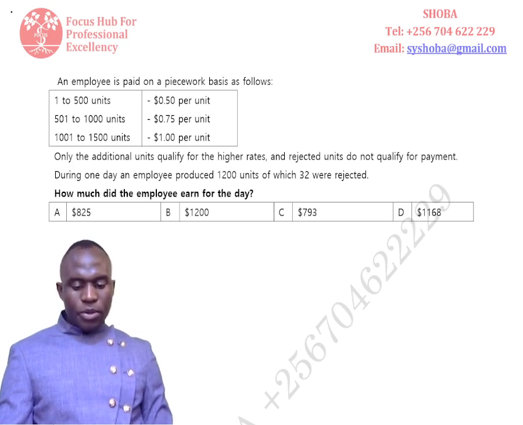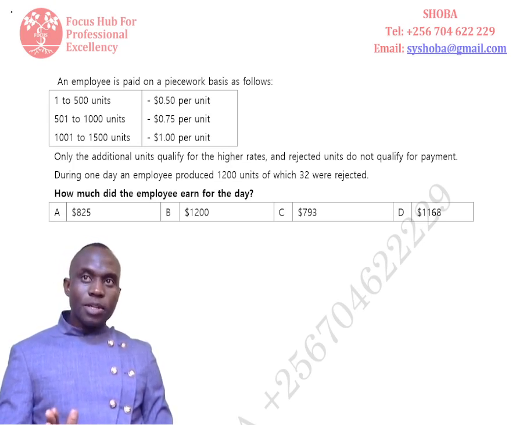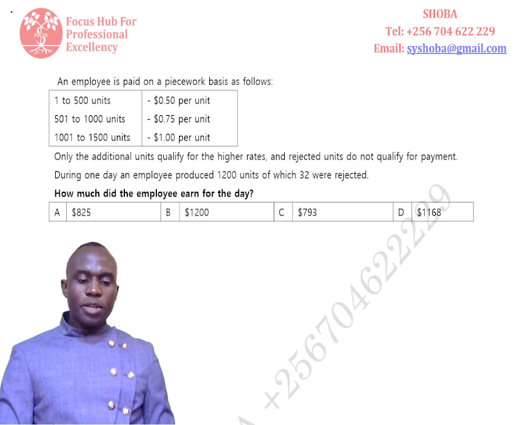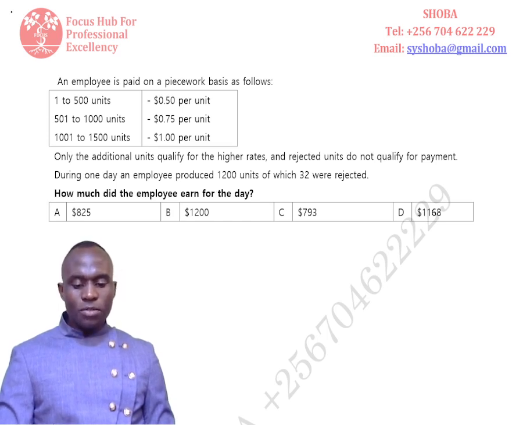Okay, the question is exam technique. You start by reading the question. How much did the employee earn for that day? So they want how much was earned. Now the data given is this. An employee is paid on a piece work basis as follows. So from 1 to 500 units, that is what he gets.